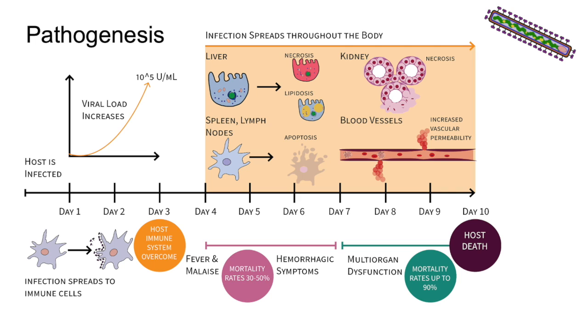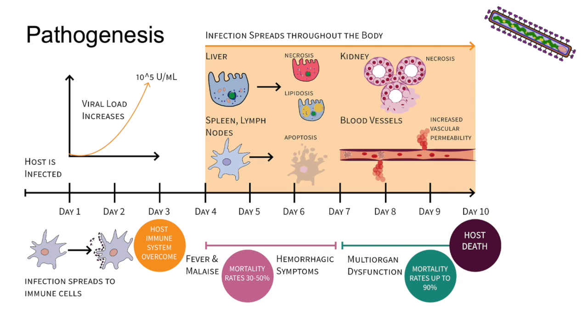Part of what makes Ebola virus so deadly is its capacity to quickly spread to many different areas and tissues within the body. In the first 3 days after the onset of symptoms, the viral load in the blood increases exponentially to over 10 to the 5th viral particles per milliliter, indicating the host innate immune system is overcome.